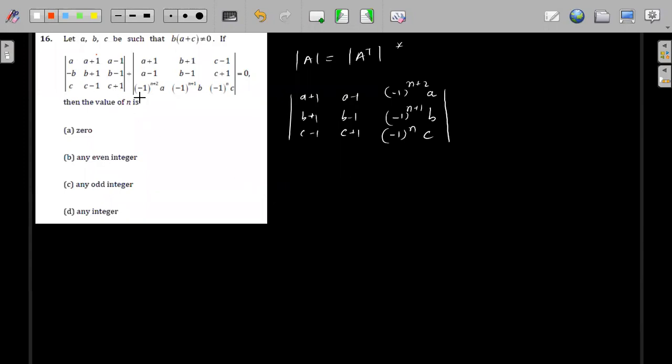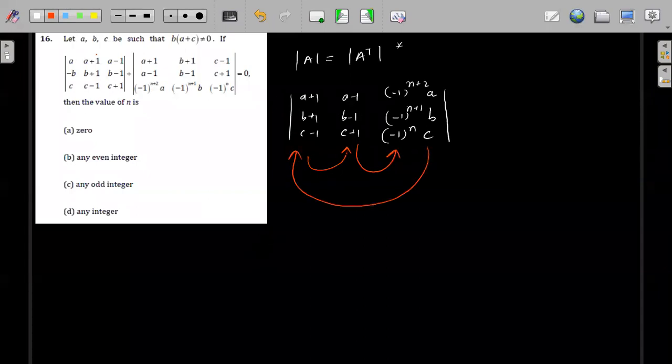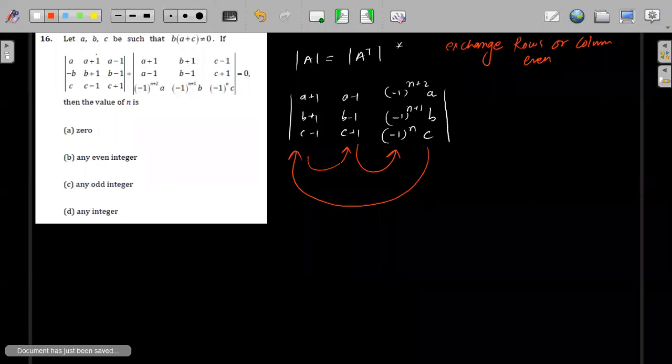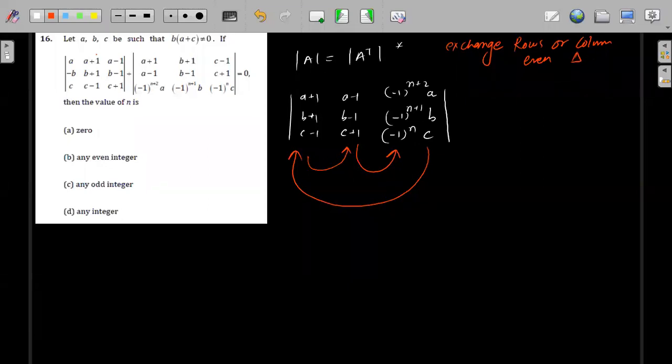But the thing is that this should be in the second column. This part should come here, this one should be here, and this one should be here, right? That means there is some change. So what we can do, we also know that if I exchange rows or columns an even number of times, that means if I take two row interchanges or two column interchanges, then the determinant's value will remain the same, right? So let's do that.